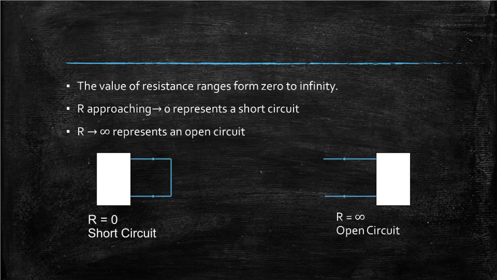The value of resistance ranges from 0 to infinity. The left diagram represents the resistance as 0 or approaching 0. This is known as a short circuit. The right diagram represents the resistance as infinity or approaching infinity. This is known as an open circuit.